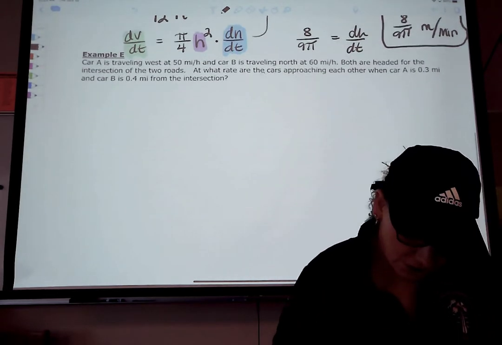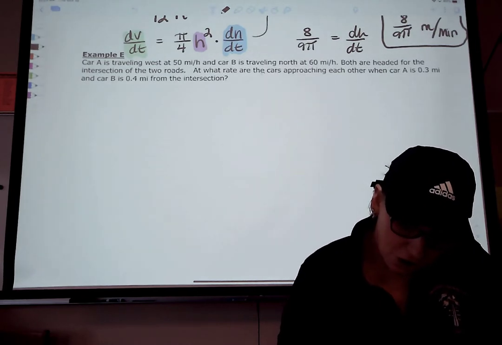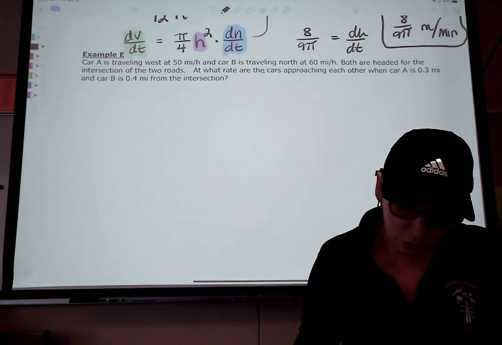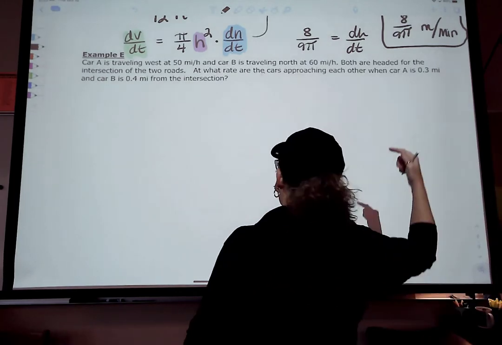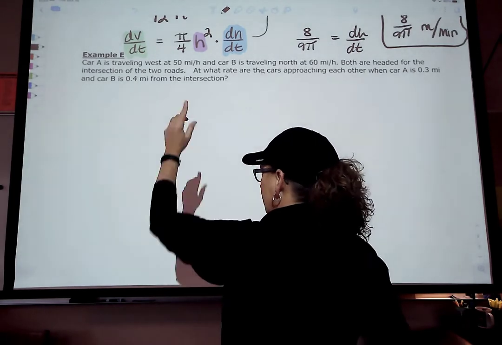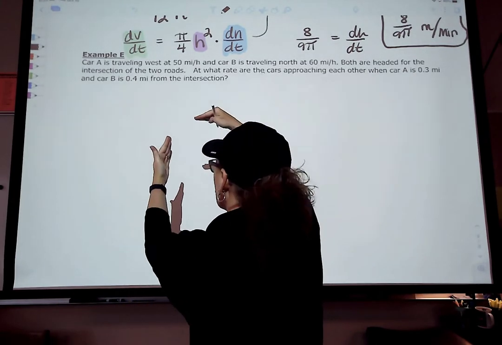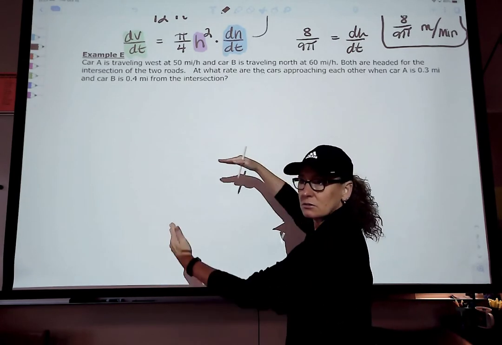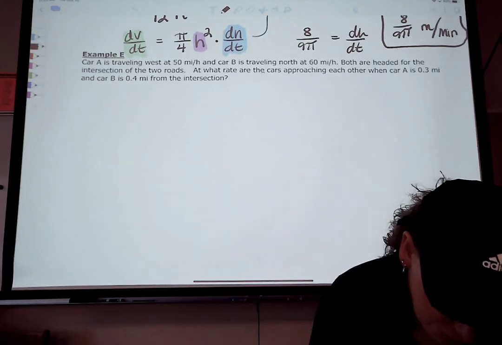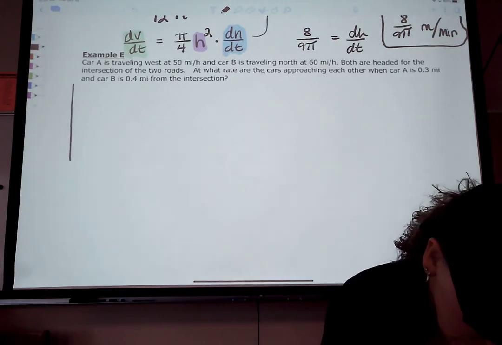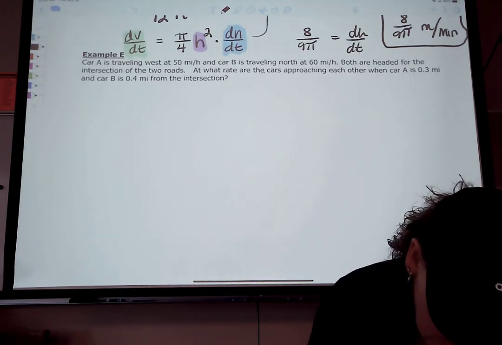So, bear with me. We've got two cars traveling toward an intersection, and one's going west and one's going north. So I've got one driving west, and I've got one driving north. When I graph it, I really want to largely look at quadrant 3. I want to give them room to move.